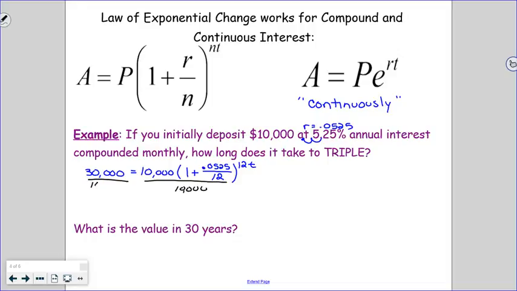But the rest of it's inside the parentheses, right? Which has an exponent. But I can put all this together that's inside my parentheses. So grab your calculators. 1 plus 0.0525 divided by 12 is 1 point something.